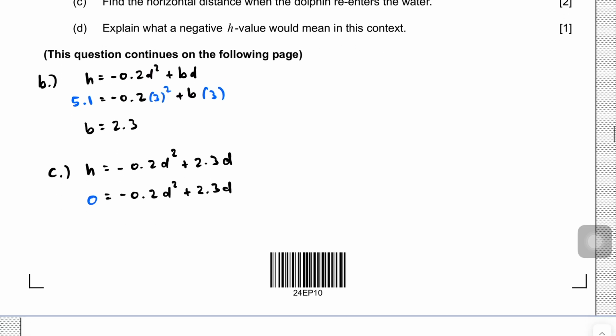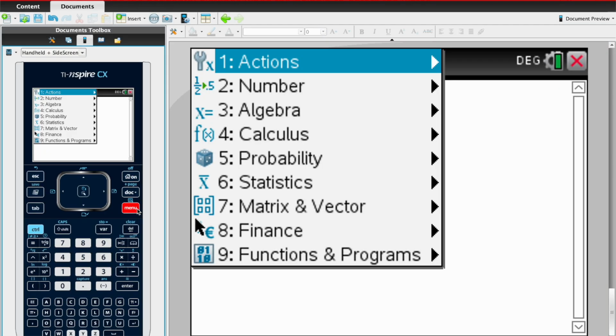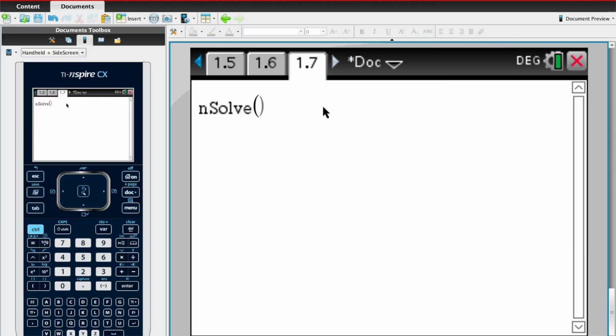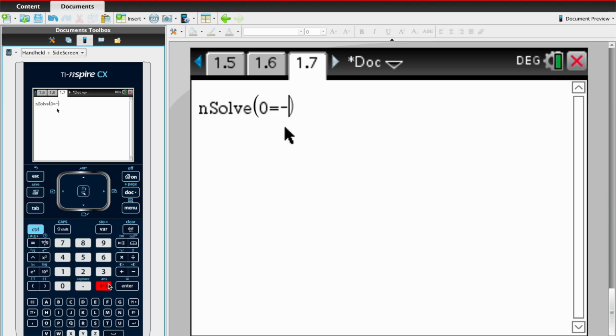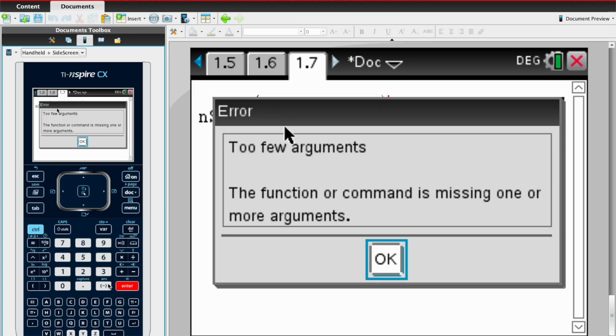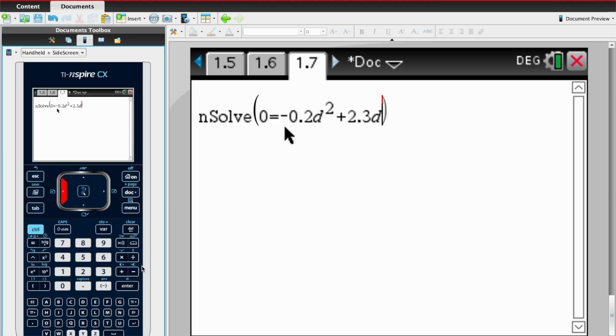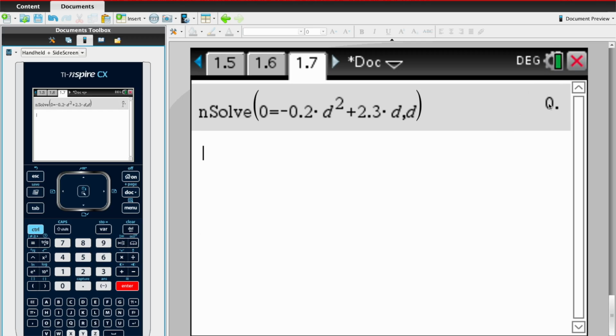So let's go to the calculator, and there's going to be two ways to solve this. We could graph it, or we could use nsolve. I'm going to show you nsolve first. Okay. Menu, algebra, numerical solve. I've got to see if I remember this function. So let's go negative 0.2 d squared plus 2.3 d. And what this is going to give us, if it works, is a value of 0, because nsolve always finds the value that is closest to 0 initially. Too few arguments. I see. There we go. It's going to give us a value of 0.